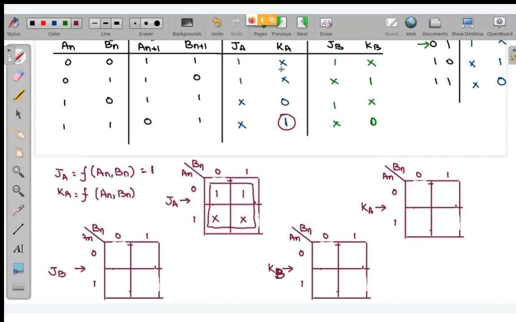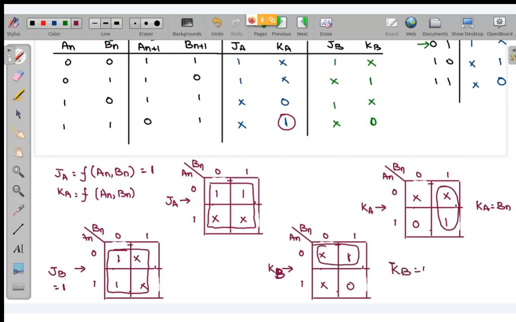Okay, so KA, you can see it is don't care, 0, 1. So I can make a group of 2, and KA is equal to BN. Now over here JB, that is 1 don't care, 1 don't care. So again I can make a group of 4. So JB is equal to 1. And similarly for KB, you can see it is don't care, 1, don't care, 0. So we can make it like this. So KB is equal to AN complement.